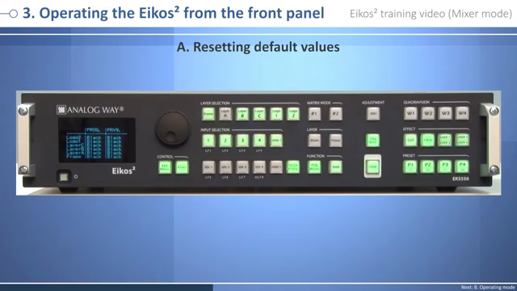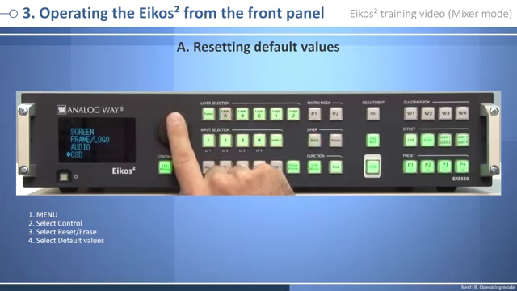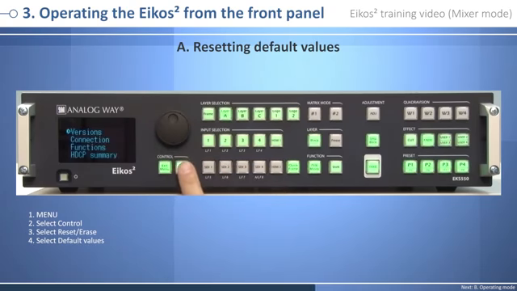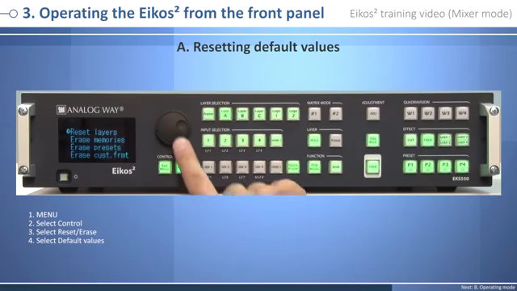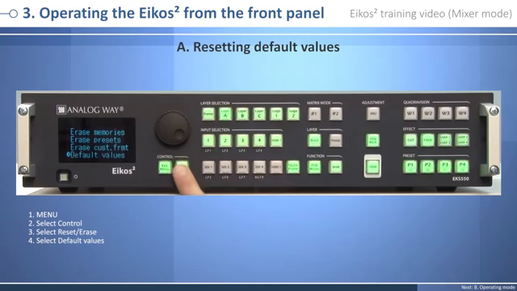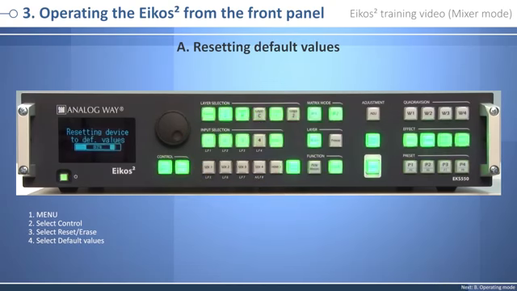Resetting default values. To reset default values, press the Exit menu button and select Control in the menu by rotating the corresponding knob. Then press the Enter button to enter the Reset Erase submenu. Select default values by rotating the scroll knob, and press the Enter button to enter your choice to restart your Eikos² with its factory settings. This operation should take approximately 30 seconds.